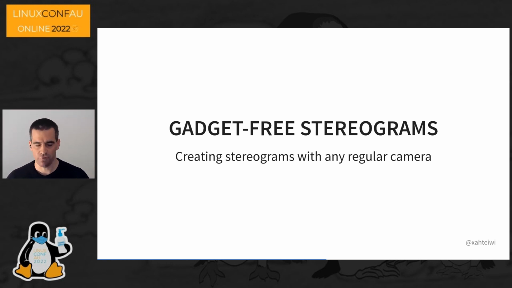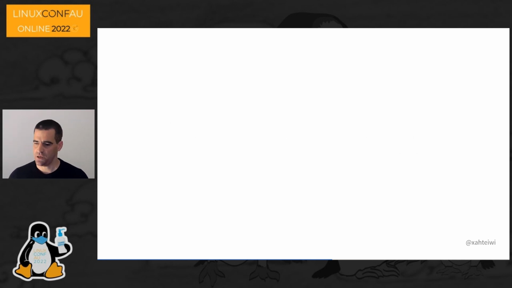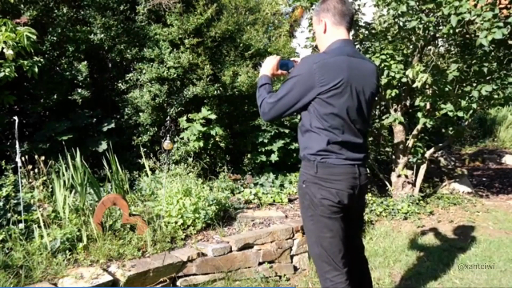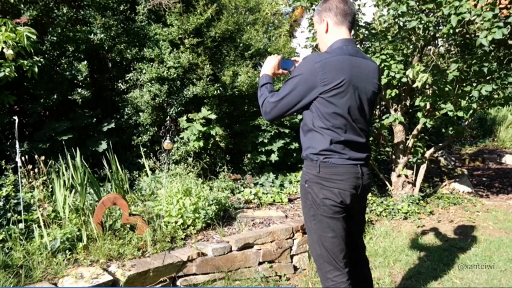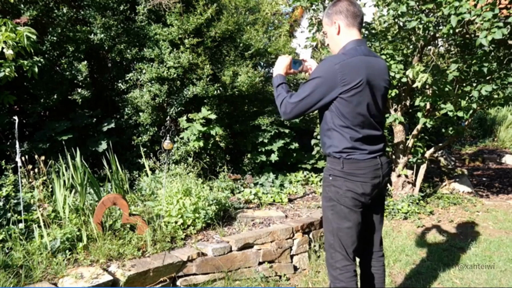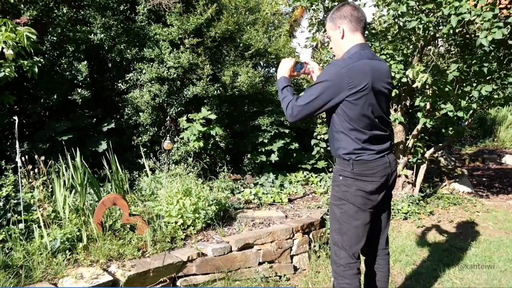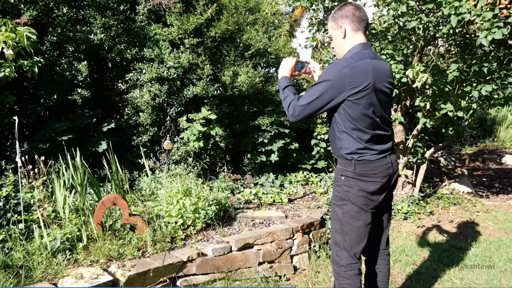And I have a small video for this that I'm going to narrate over. So this is me in my backyard taking an image of this little garden ornament that you see. And the technique is really simple. I lean on my left foot, so I've got all my weight on my left leg, I snap a picture, and then I move my weight over to my right leg and snap another picture.